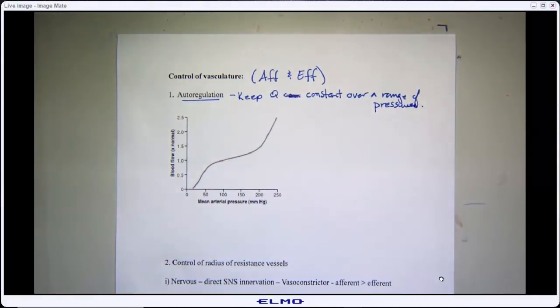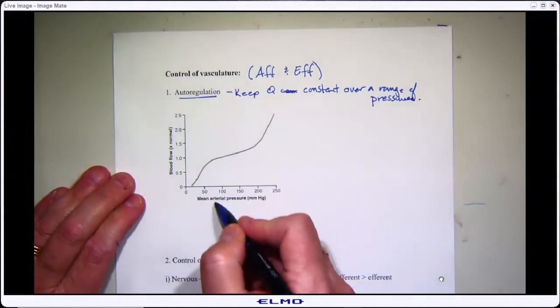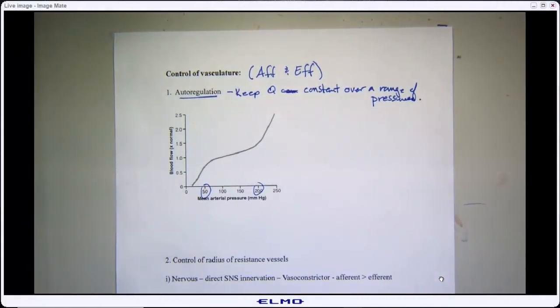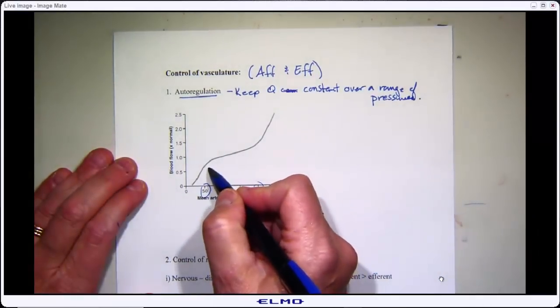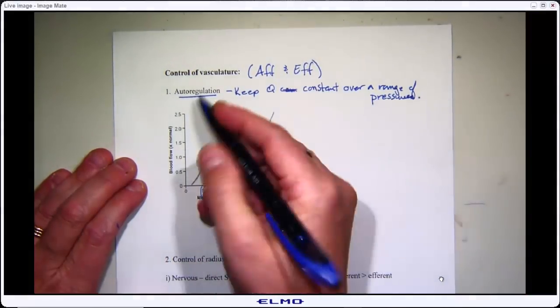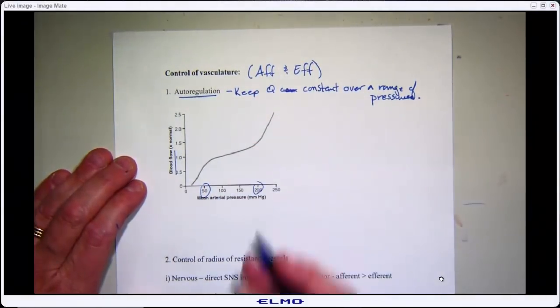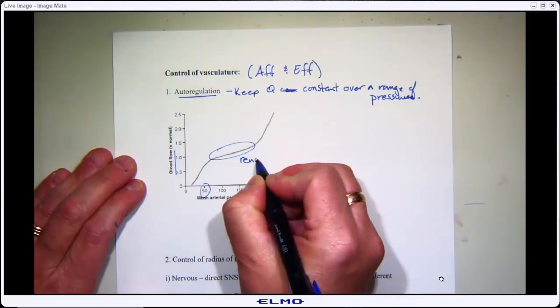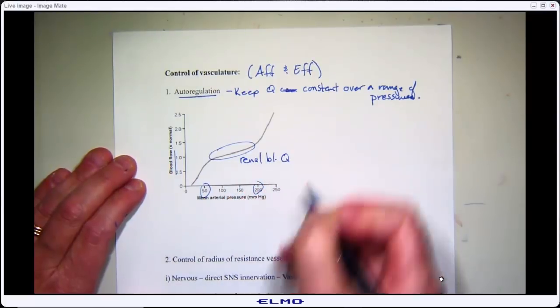Going to keep flow constant over a range of pressures. So we've seen this graph before, over a range of pressures or in a normal physiological range between 50 millimeters of mercury and 200 millimeters of mercury. When pressure increases, the blood vessels will respond by constricting in order to keep blood flow constant. And in this case, we are thinking now specifically about renal blood flow.